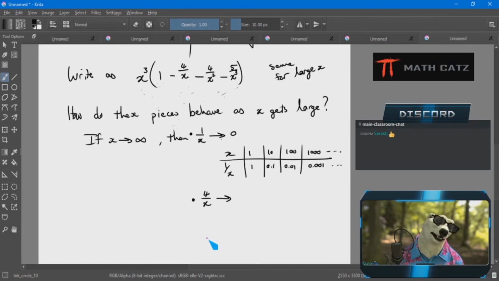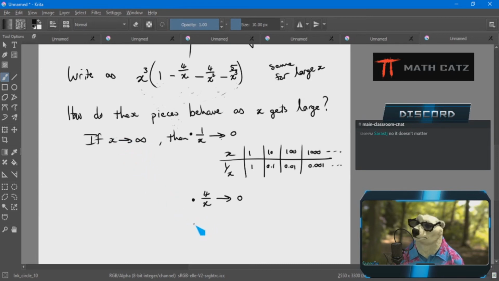Does it matter if I look at 4 over x instead of 1 over x in terms of how that fraction behaves? Is it going to steer it into a different direction? It might slow it down initially, but when x blows up, the denominator is so inconceivably large that 4 doesn't make any impact. So it's still going to shrink down to 0. If you're not sure how big x is, it's bigger than anything you can even imagine.